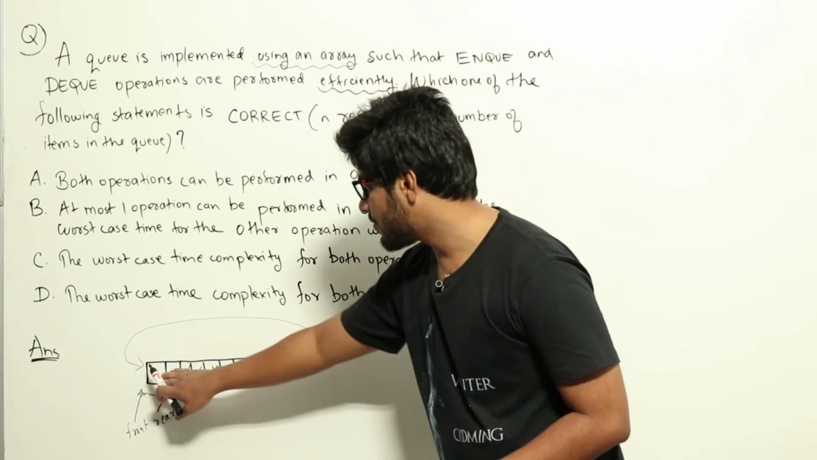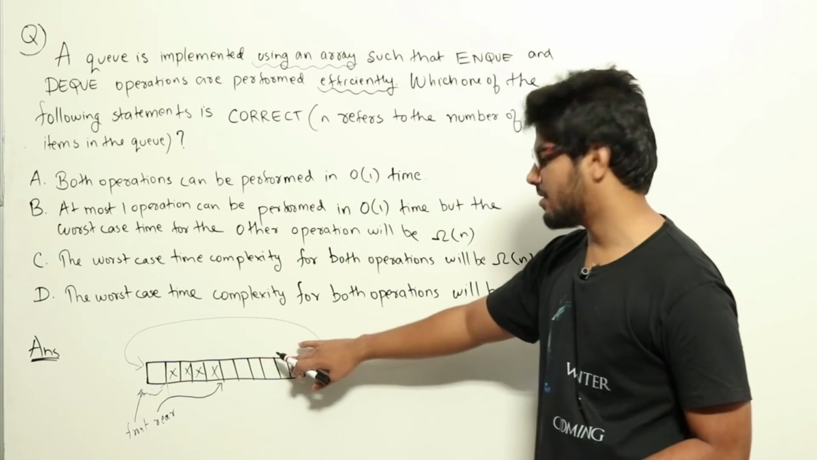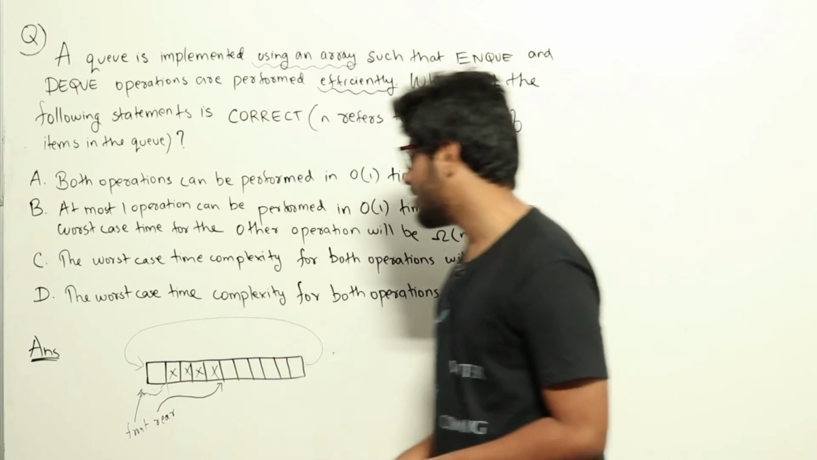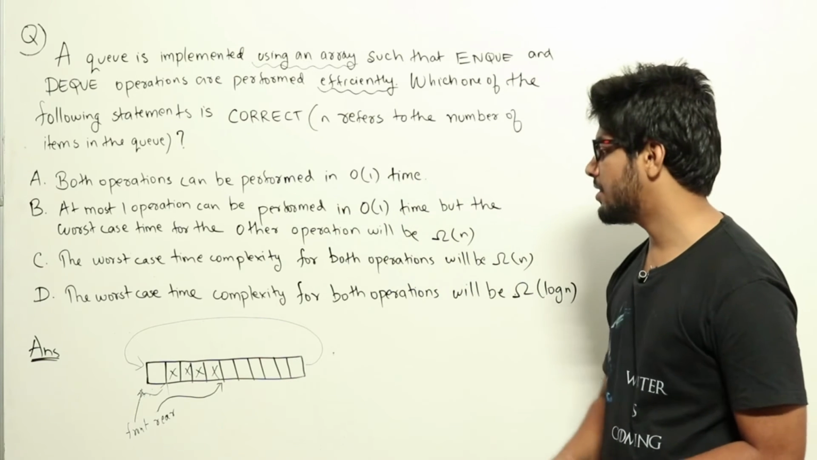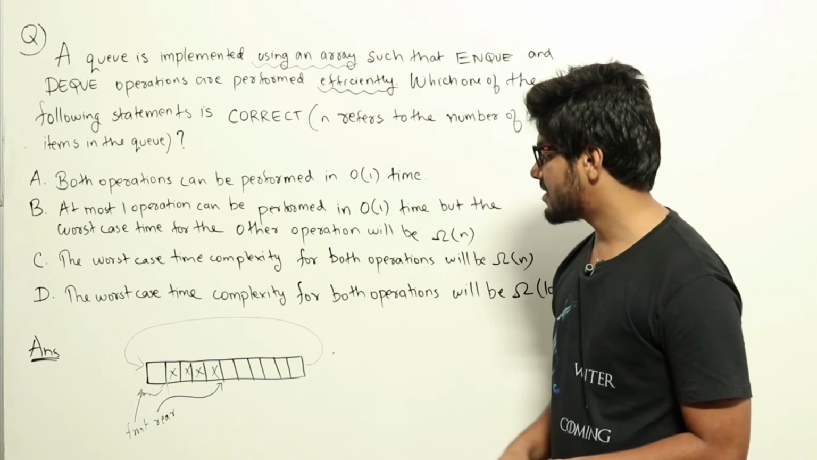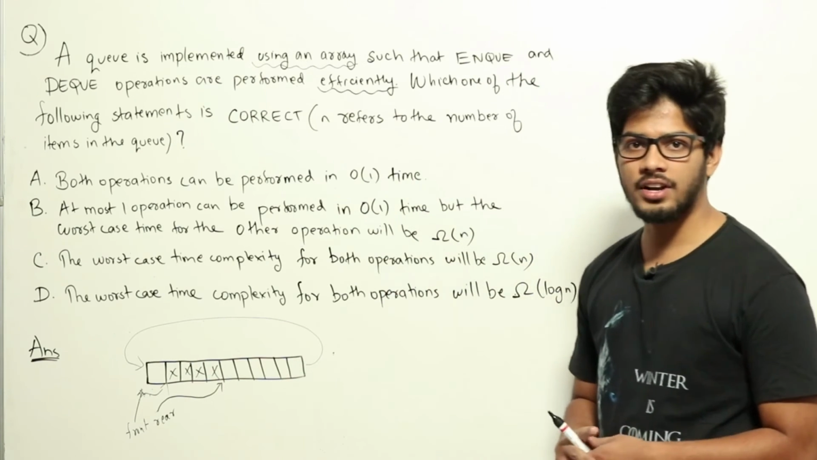Similarly for DQing also, the front pointer keeps on going in this way, and once it's over it will go to this side. So with the front and rear pointers implemented in this way, we can easily implement a queue using an array. Both the operations will take only O(1) time.